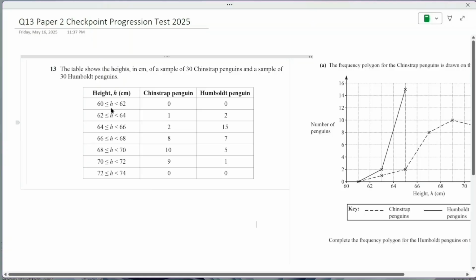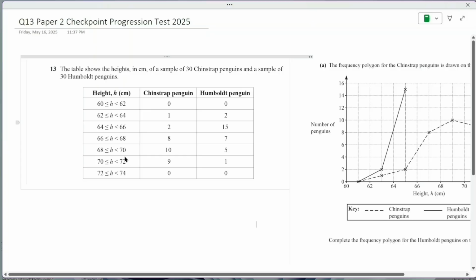This is saying for the first of the group data, the height in the first group is greater than or equal to 60. That means it includes 60 but is less than 62. So it means the maximum height you have here is 61. The open part means greater than. The pointed part is the less than. On the second line, you have the height is greater than or equal to 62 but less than 64.